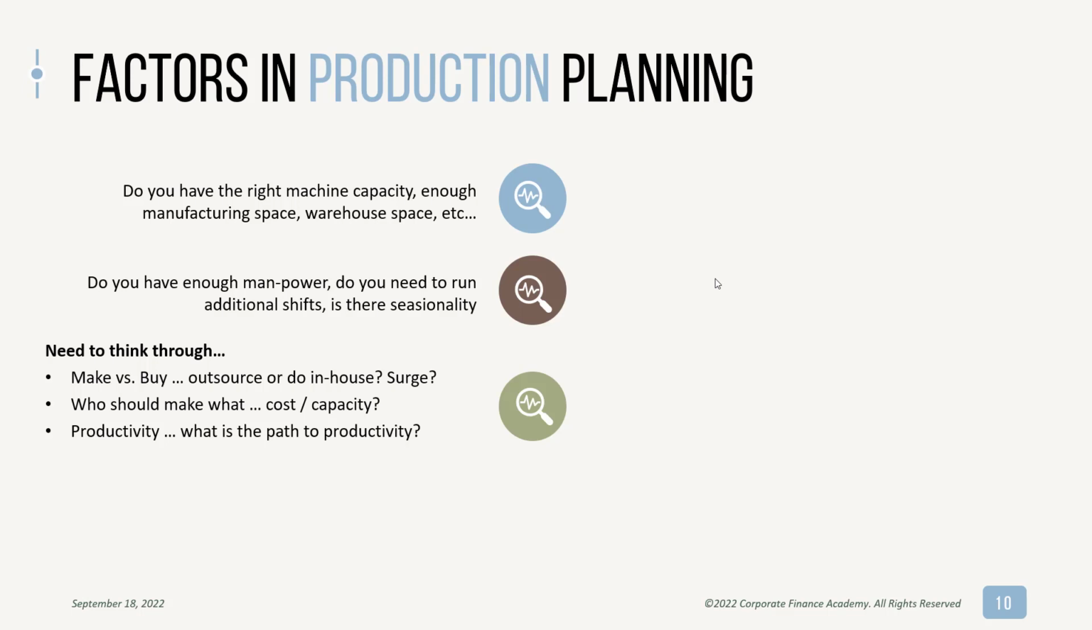Then you also have to consider who should make what. If you have multiple factories and some are run at lower cost, then you might shift the work to those lower-cost ones. But you might have some that operate better, or you may have one that has open capacity. So who should make which product?